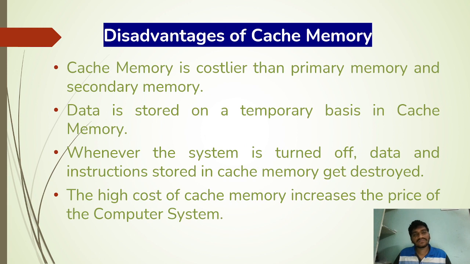And the disadvantages of cache memory. Cache memory is costlier than primary memory and secondary memory. As we said before, cache memory is costlier, but its economic performance is better than the primary memory or secondary memory.